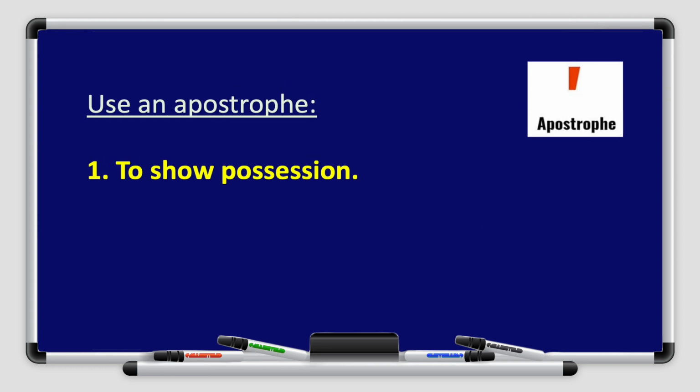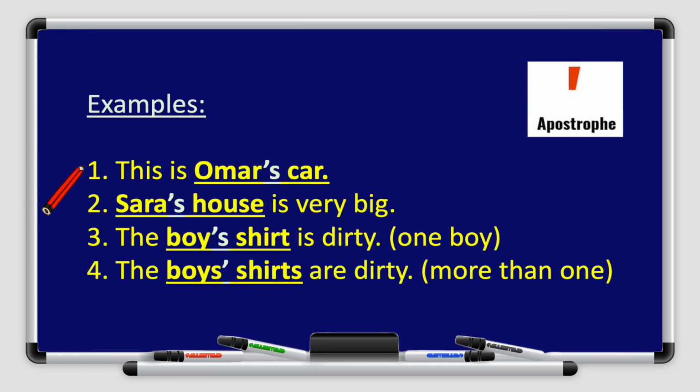We use an apostrophe to show possessions. For example, this is Umar's car. Sarah's house is very big. The boy's shirt is dirty. The boys' shirts are dirty. So, as you can see, Sarah owns this house, so we say Sarah's house.